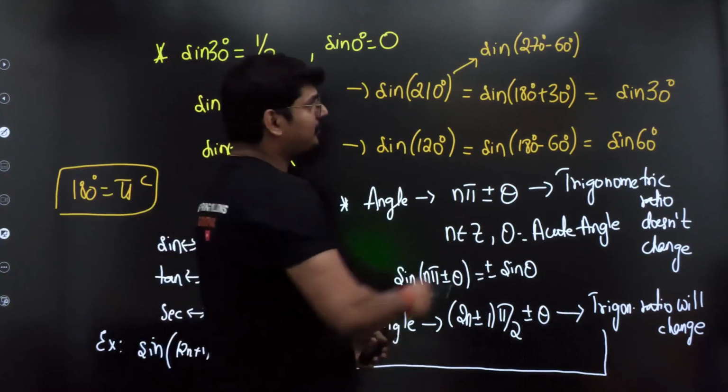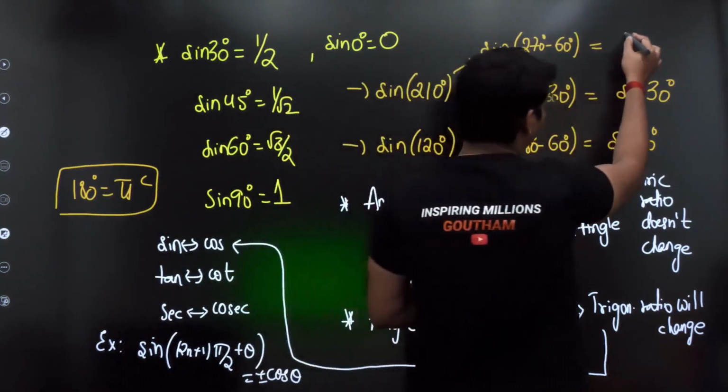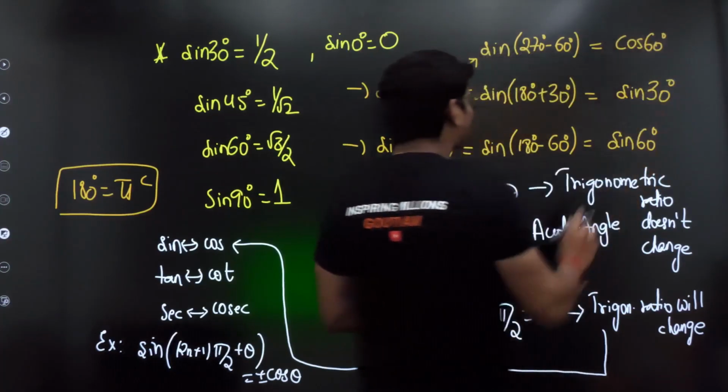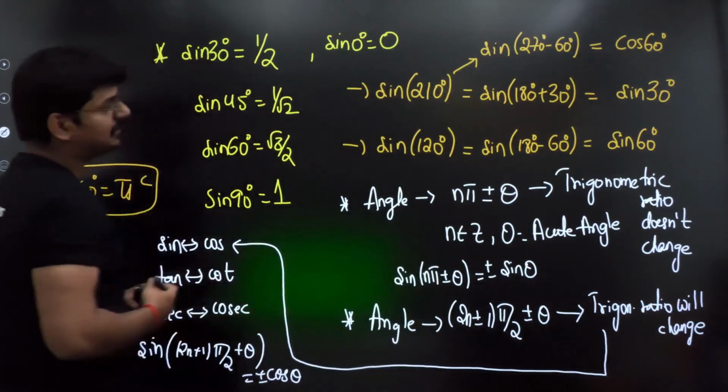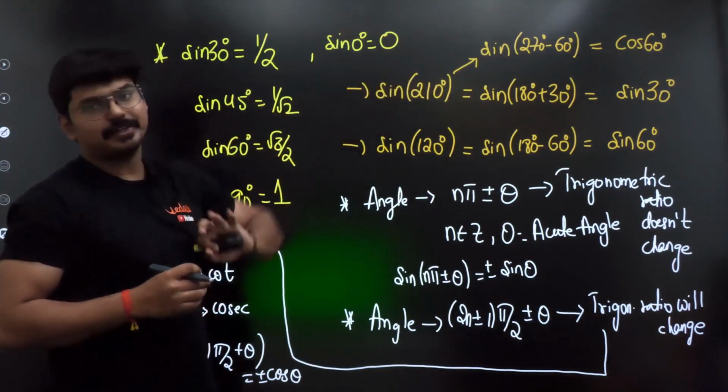So what is going to happen? Now we can change the trigonometric ratio. The sine is going to become cos. Now this is cos 60. Now whether it is positive cos 60 or negative cos 60, that we need to decide. Okay, but definitely the trigonometric ratio will change.